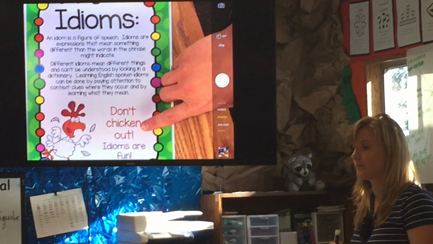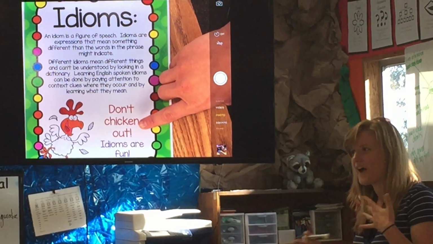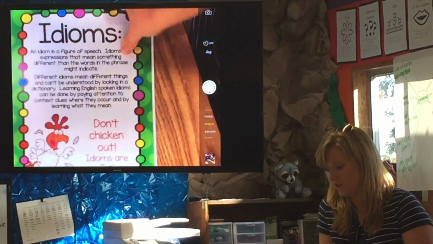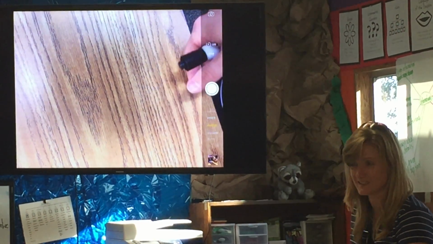So an idiom is something that means something different. They're fun, and you kind of have to just start learning them because they exist out there in our culture. There's all kinds of different ones. So that one might take some more practice to learn them.